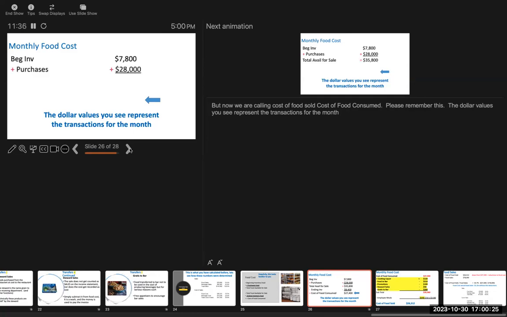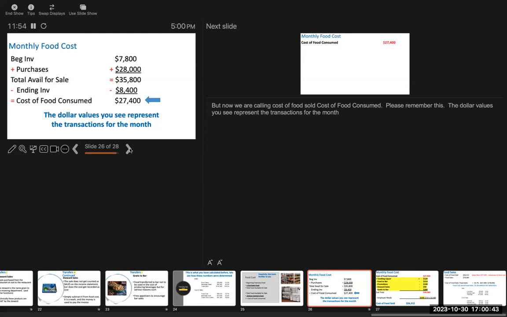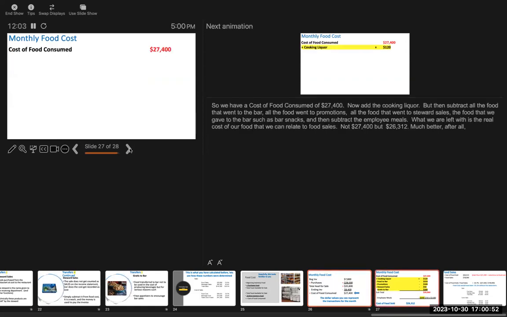Beverage inventory at the start of the month was $7,800. We bought $28,000 worth of product. That gave us $35,800 for beverage products available for sale. We had an ending inventory of $8,400. That gives us $27,400 for cost of food consumed. And once again, in the next class, we'll explore much deeper on cost of food consumed and cost of beverage or food sold.